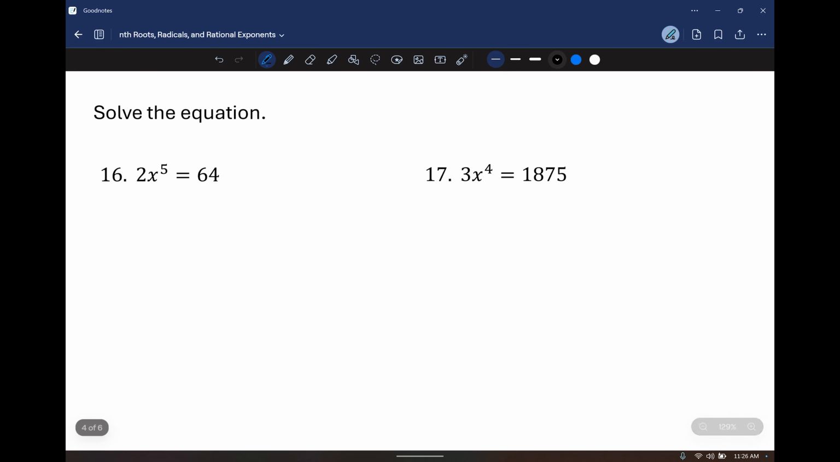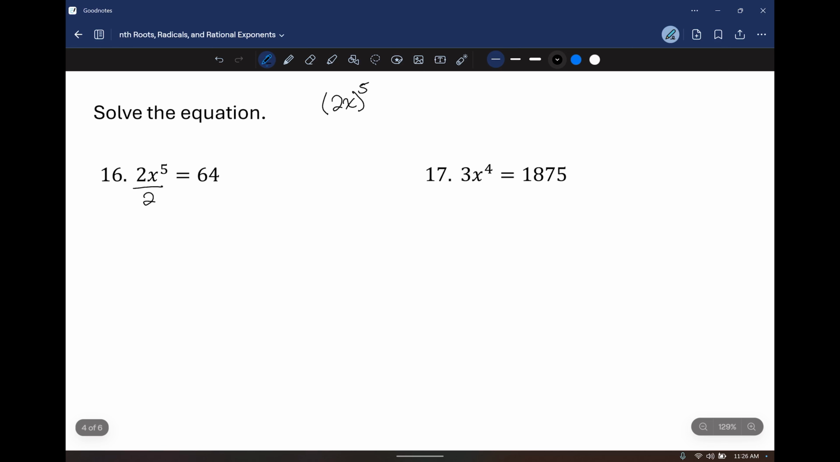All right, we're going to solve the equation. A common misconception is that when I'm solving and I have something like 2x to the 5th equals 64, you go ahead and take the 5th root. However, 2 is not being raised to the 5th root. If it were, it would be written like this. So before I can take the 5th root, I first have to get rid of the 2.